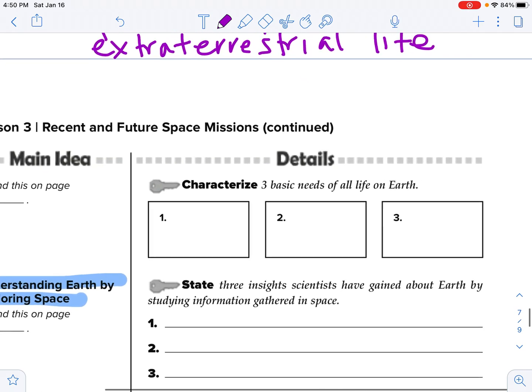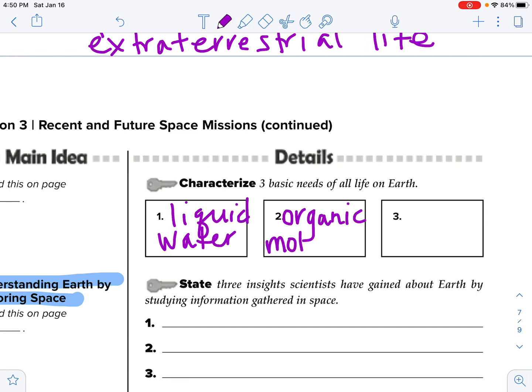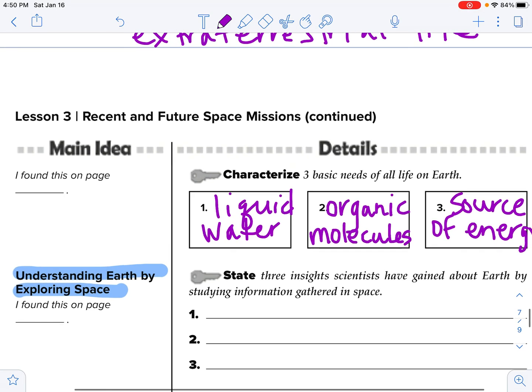Okay? All right. So the three basic things that we need for life will be liquid water, and organic molecules. Organic molecules can be a carbon-based molecule that is a building block for all life. And some type of source of energy. In our case, our source of energy is our sun.